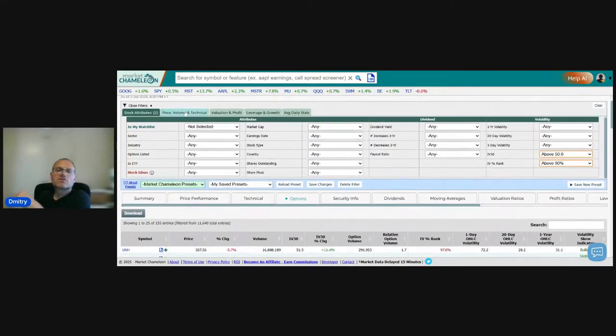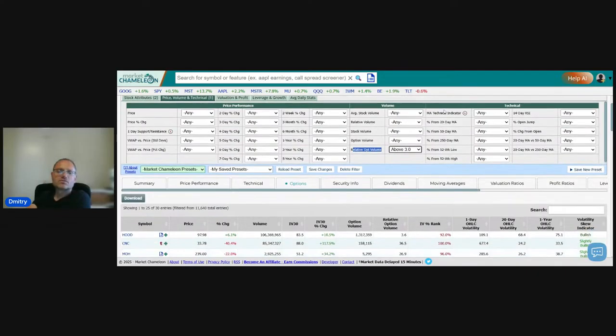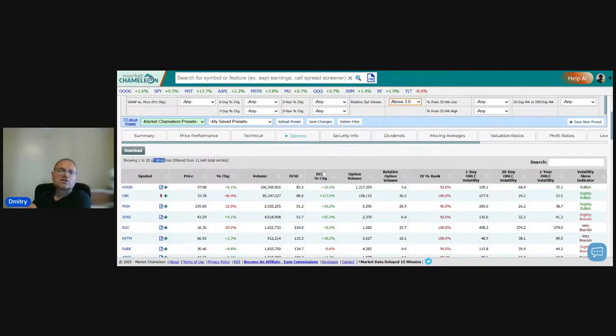So I'm going to go here to the volume, price, volume technical. And here we have volume. You see stock volume, option volume, and relative option volume. So let's do the relative option volume. Let's say we were looking for something maybe 3 times its average. Let's go above 3. Well, now we've got 30 candidates, right?